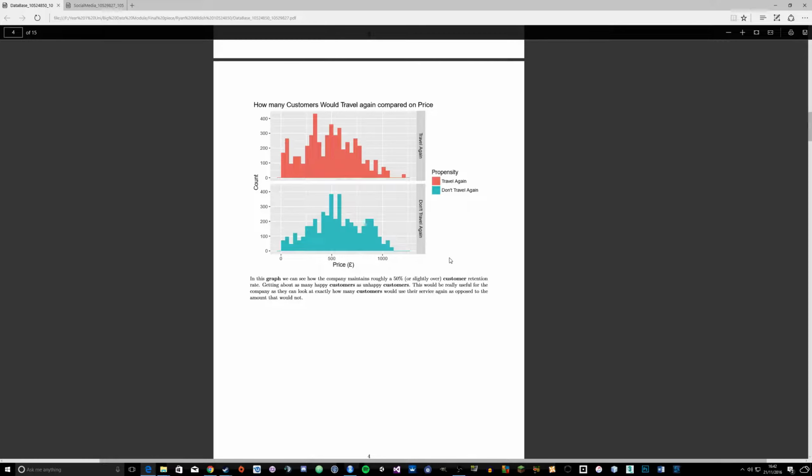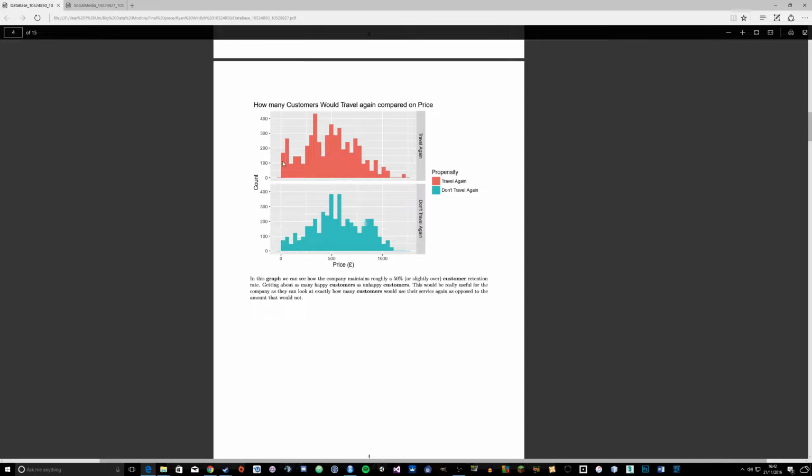So yeah, this one shows us who would and wouldn't travel again based on price, and we've got a count on the left-hand side to show us how many of those would travel again or wouldn't travel again. So we can see that around the top end, actually, that's not clever design, sorry. I have red for travel again and blue for don't travel again. It should sort of be the other way around there, but that confused me a little bit.